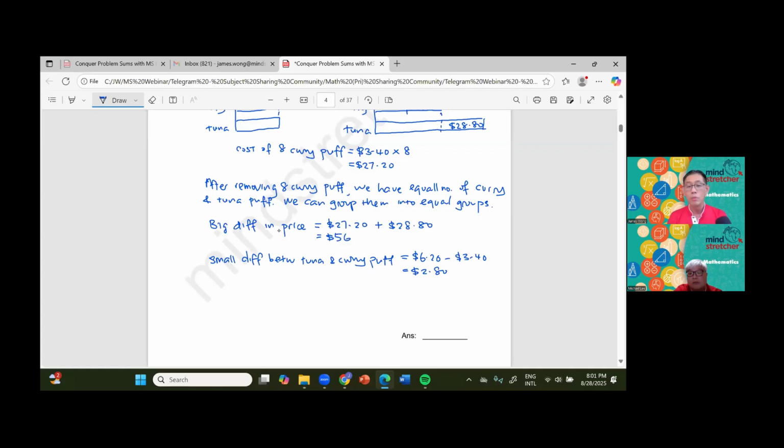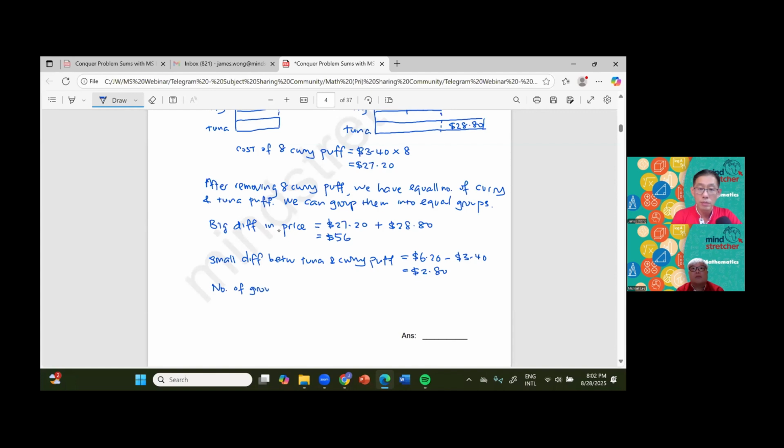So if I take $56 and divide by $2.80, I will be able to know how many of these $2.80 there are. That is why I am doing this in my next step. So the number of groups, because I have equal number of tuna and curry puff. Grouping one tuna and one curry puff together will result in that small difference of $2.80, because when you compare one tuna and one curry puff, that difference is $2.80. So in this case, I will be able to know the number of groups.